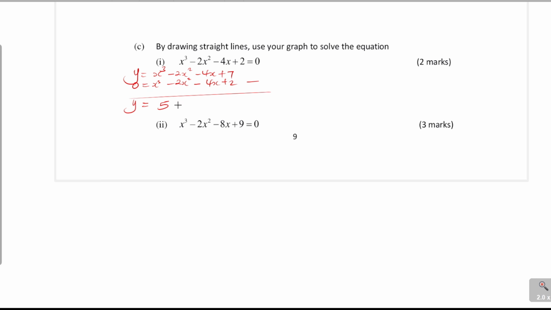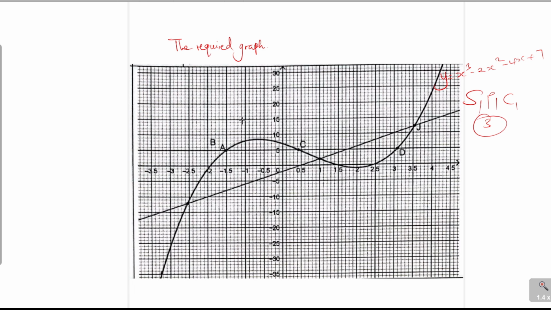So this is the line that you're supposed to draw. Draw that line. y equals 5. Draw that. So y equals 5 is this line here. This is the line. Let me draw it, sorry. So y equals 5 is this line here.